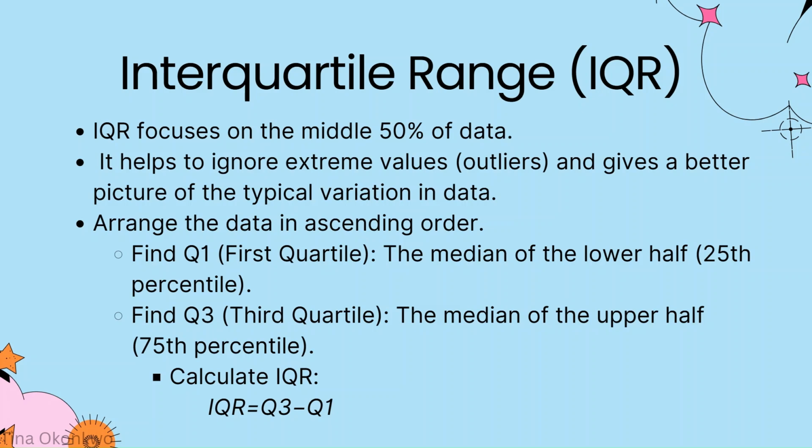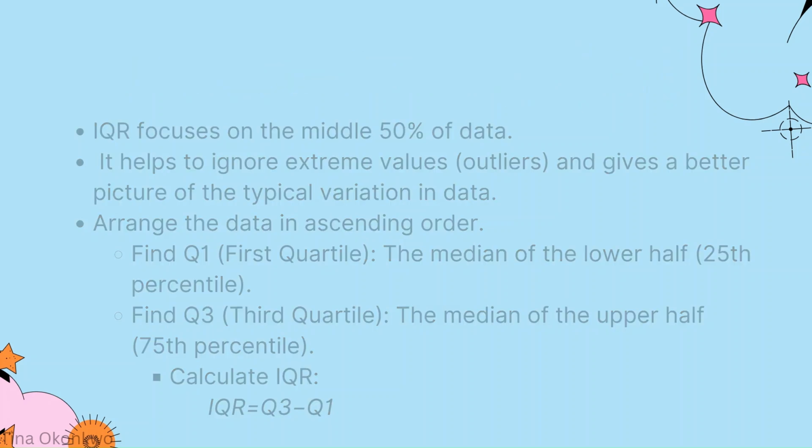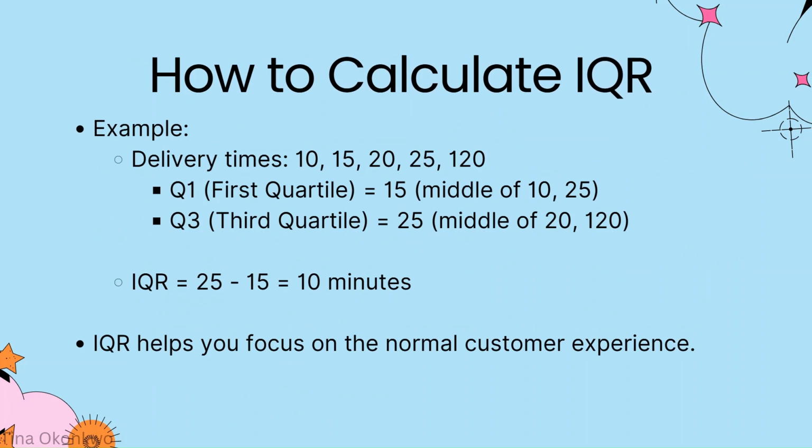You have delivery times of 10, 15, 20, 25, and 120 minutes. If you only look at the range, you would think your delivery times are terrible, 10 to 120 minutes. But the IQR focuses on the middle group, 15 to 25 minutes. So most of your deliveries are actually happening within this range. What does this tell us? IQR helps you focus on the normal customer experience while ignoring rare extreme cases that might skew your data.